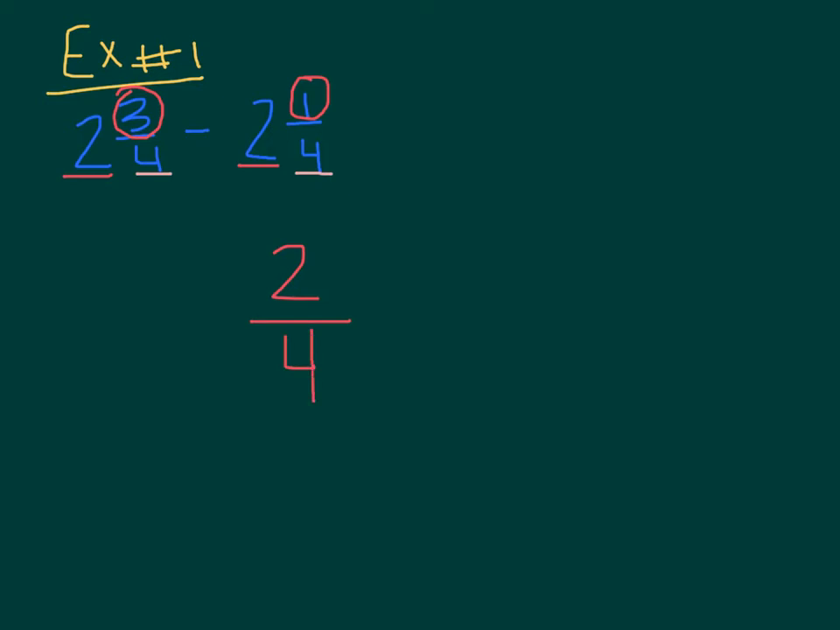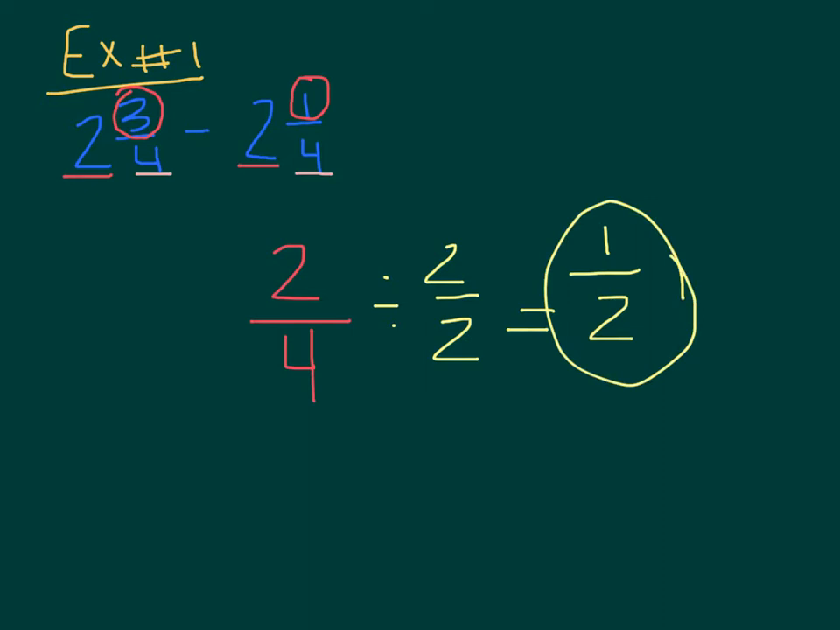But remember, we always want to simplify if we can. 2 and 4 can both be divided by 2. 2 divided by 2 is 1, and 4 divided by 2 is 2. So our answer is 1/2.